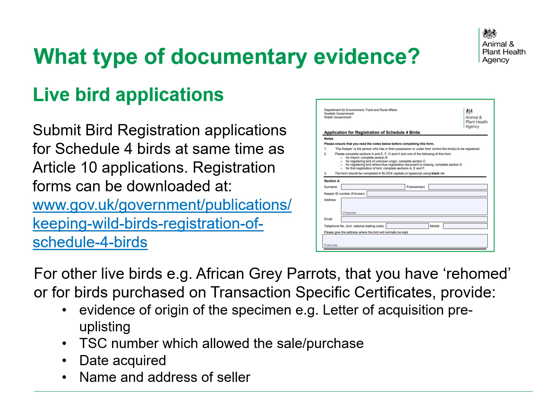If you're applying for Article 10 certificates for other live birds, such as African grey parrots that you have rehomed, or for birds purchased on transaction-specific certificates, you will need to provide evidence of the origin of the specimen, such as a letter of acquisition pre-uplisting, the transaction-specific certificate number, which allowed the sale and the purchase of the specimen. You will need to provide the date you acquired the specimen, and you will need to provide the name and address of the person who sold you the bird.